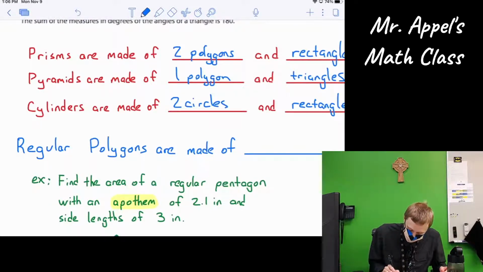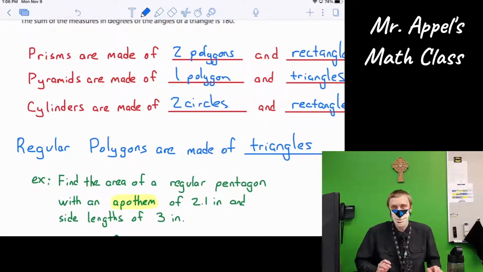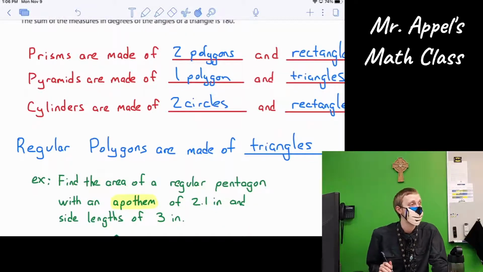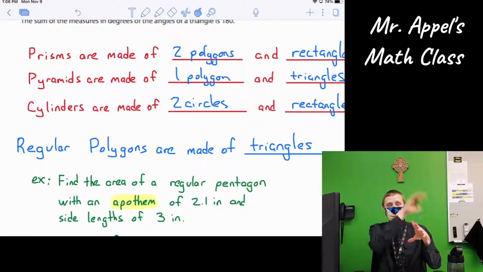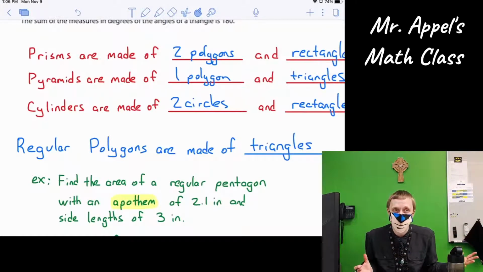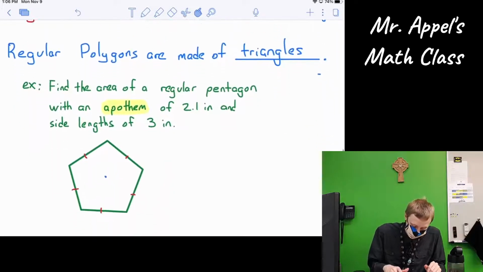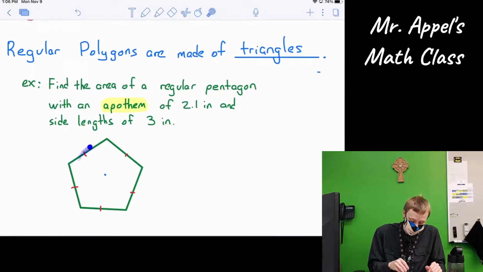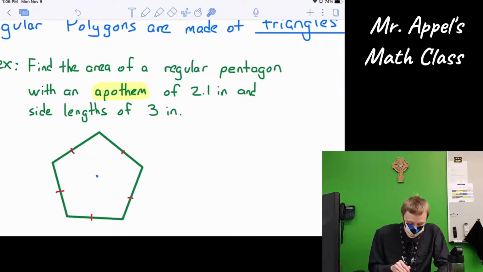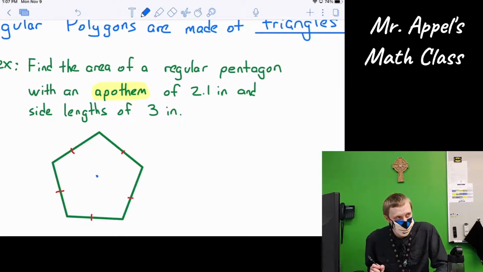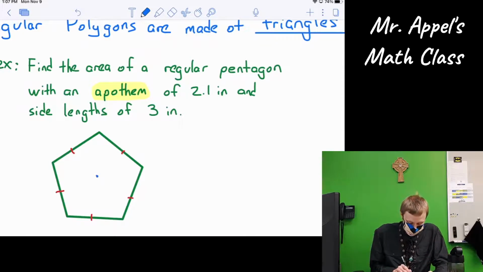Regular polygons are made out of triangles. Everything can be made out of triangles, in fact. So we're going to use that to our advantage, right? Because we can find the area of a triangle. And so if I break the shape into triangles, find the area of all the triangles, and then add them all up, I'll have the whole shape, right? Okay, check this out. Here's a regular pentagon. I even marked all the sides for you, so you know it's regular. And they give us some measurements here. And what we're going to do with the pentagon is break it into triangles.